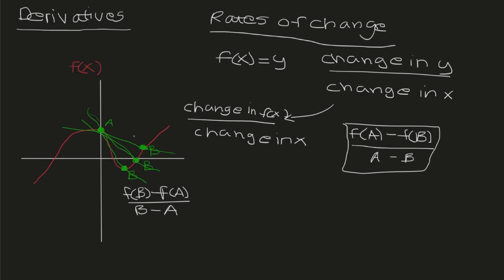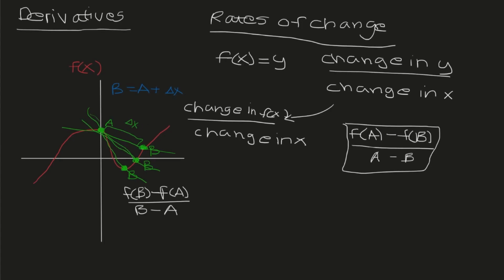So if we make the distance between A and B smaller and smaller, we get a more accurate slope. So let's call that distance delta x, or the change in x between A and B. And that way we can rewrite B into A plus delta x, because B is delta x units or whatever away from A.